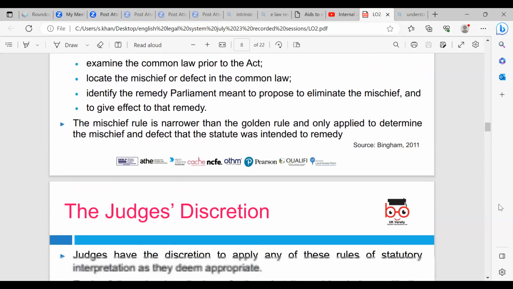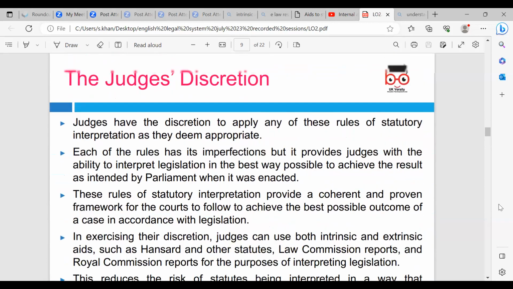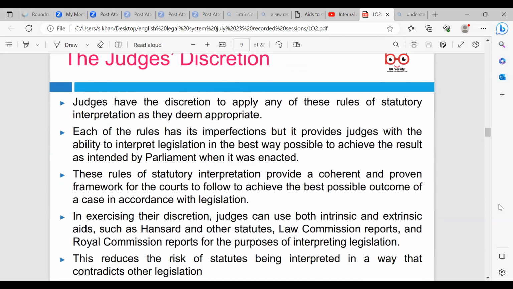The next rule to use is the judge's discretion. Judges have the discretion to apply any of these rules of statutory interpretation as they deem appropriate. Each of the rules has its imperfections, but it provides judges with the ability to interpret legislation in the best way possible to achieve the result as intended by Parliament when it was enacted. These rules of statutory interpretation provide a coherent and proven framework for the courts to follow to achieve the best possible outcomes of a case in accordance with legislation.